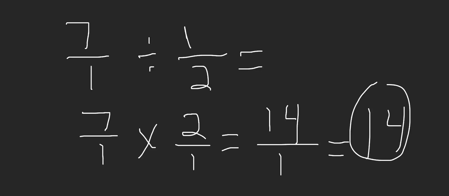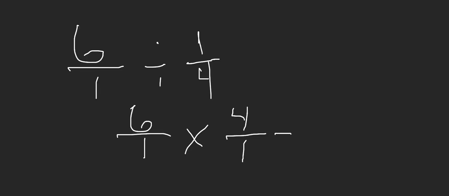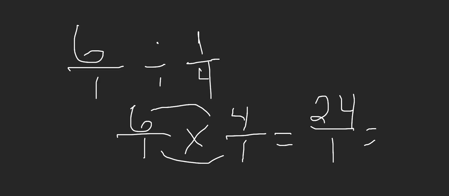I'll erase this. Okay, so it's 6 out of 1 divided by 1 out of 4. So, okay, so it's keep, change, and flip over. 1 out of 4 becomes 4 out of 1. Okay, multiply across now. 6 times 4, 1 times 1. It's 24 over 1, which equals exactly 24. Now, that's the answer to the division problem.